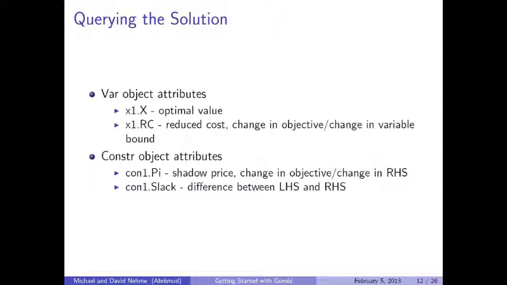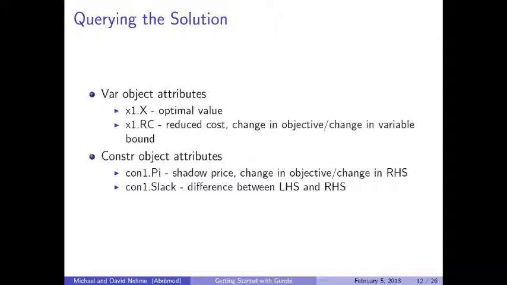So the var and constr objects also contain attributes that you might be interested in. We already looked at the var attribute x, which gives you the optimal value of your decision variable. For many applications, you may simply care about the optimal values of your decision variables and nothing else, because the optimal values for your decision variables are what are ultimately going to drive your actual decision-making process. But we're going to also talk today about some other attributes pertaining to sensitivity analysis of your solution.